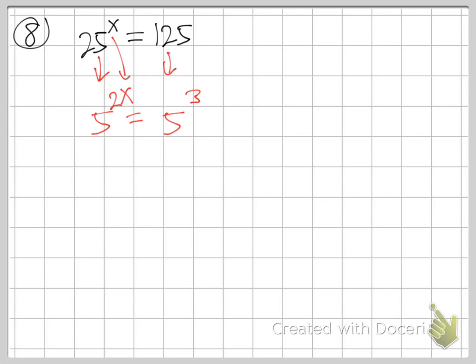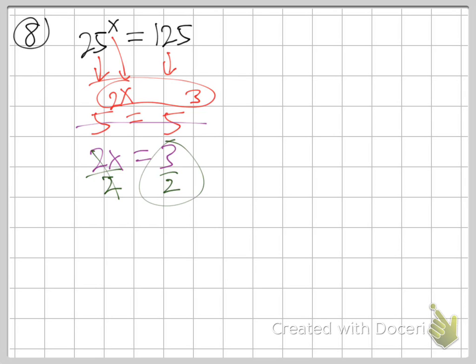Now what do we do? If 5 to something is equaling 5 to something, you drop the bases. Yeah, those somethings have to be equal, don't they? If they were different, then 5 to one of them wouldn't equal 5 to the other, right? That's logical. So drop the bases. 2x has to equal 3. Last step: divide by the 2. 3/2. It's making some good sense.